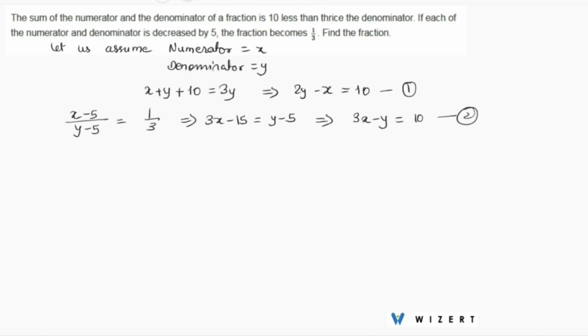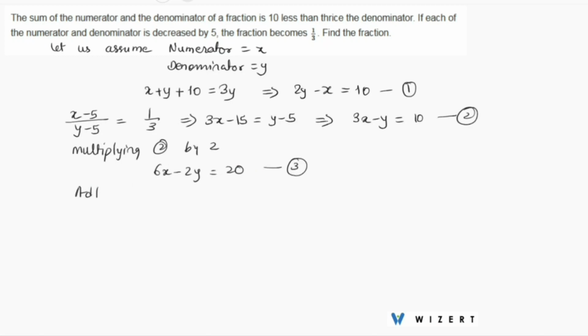Okay. Now to solve these two together, let's multiply equation 2 with 2 so that we will be able to eliminate y. So multiplying equation 2 by 2, we get 3x into 2 is 6x minus 2y equal to 20. Let's name it equation 3.